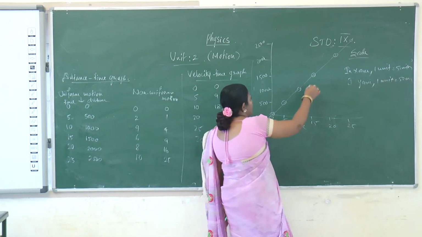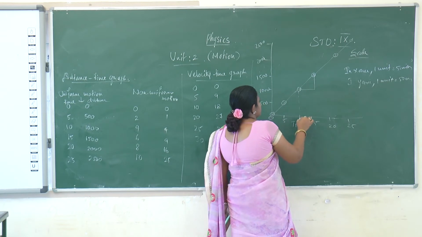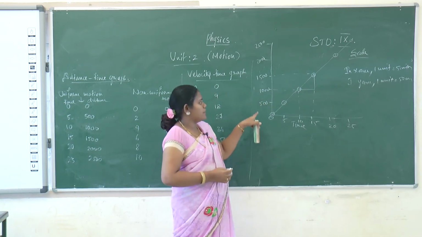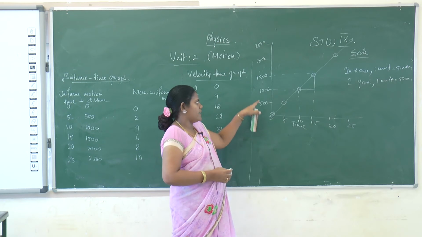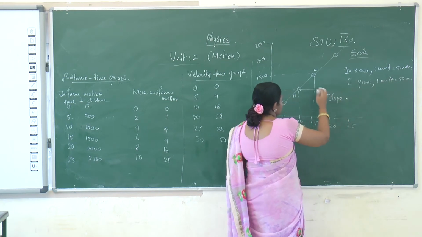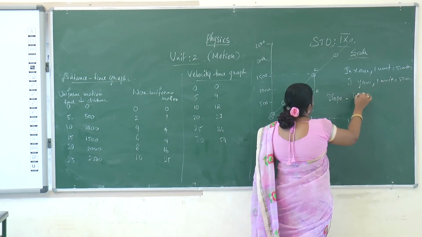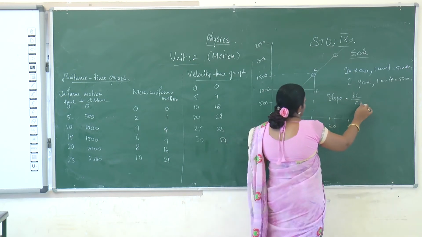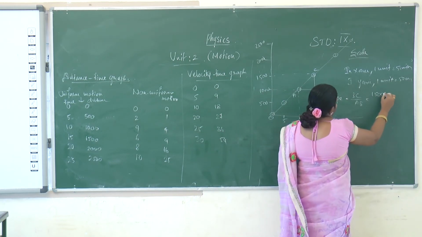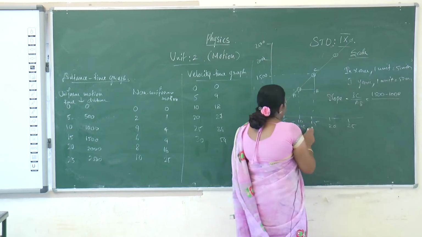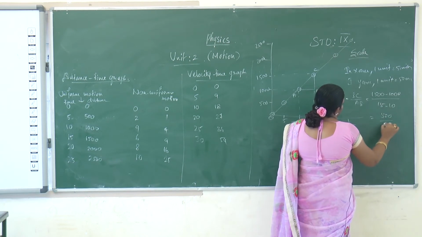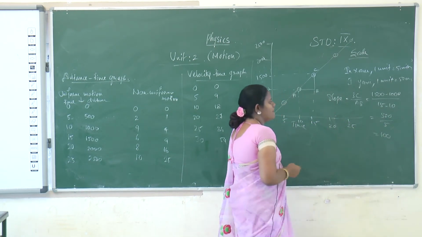Now we take the slope. The time is mentioned in the x-axis and the distance is mentioned in the y-axis. Taking points A, B, C, slope is equal to del y by del x, that is BC by AB. BC value is 1500 minus 1000, by AB which is 15 minus 10. So 500 by 5, that is 100. That is the slope value. So the slope value is 100.